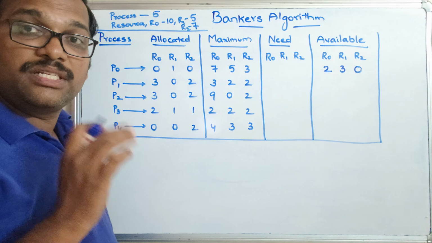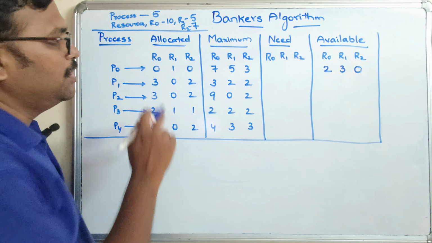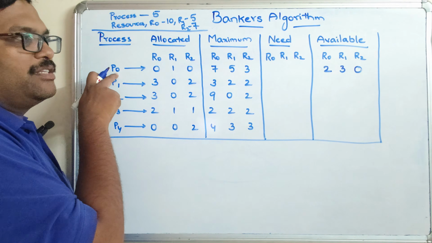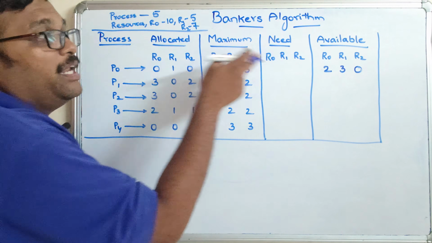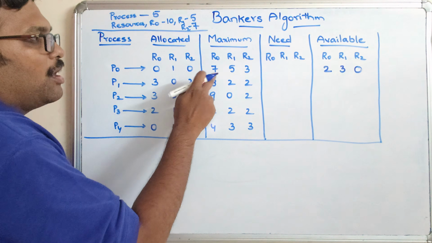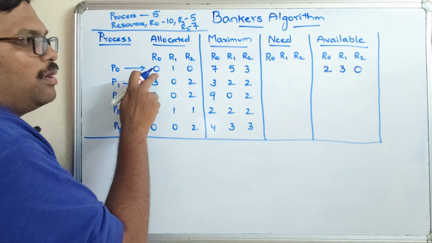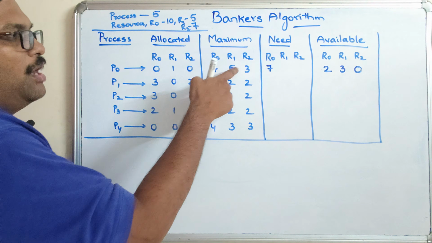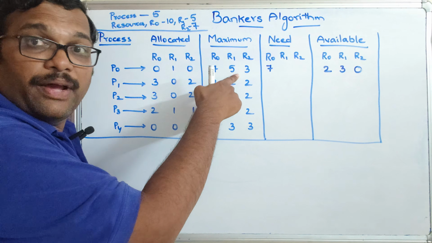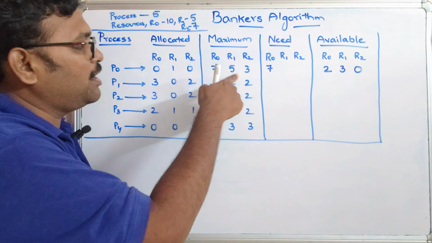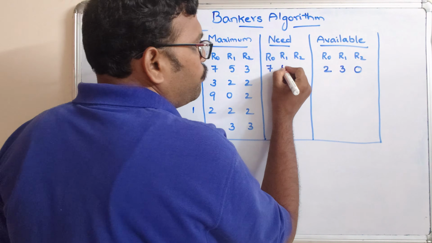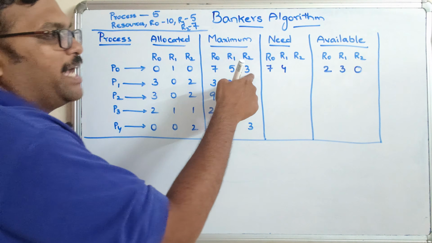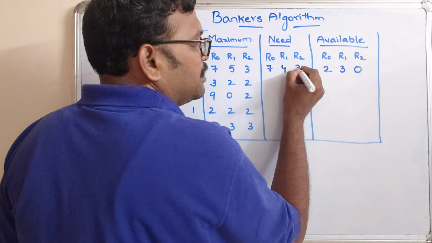How many resources are required to complete the execution? Coming to P0, if P0 wants to complete its execution, how many resources are required? R0 maximum 7, 0 are allocated, so it needs 7 more resources. R1 maximum 5, 1 is allocated, so it needs 4. And R2, no resource has been allocated, maximum 3, so it requires 3.